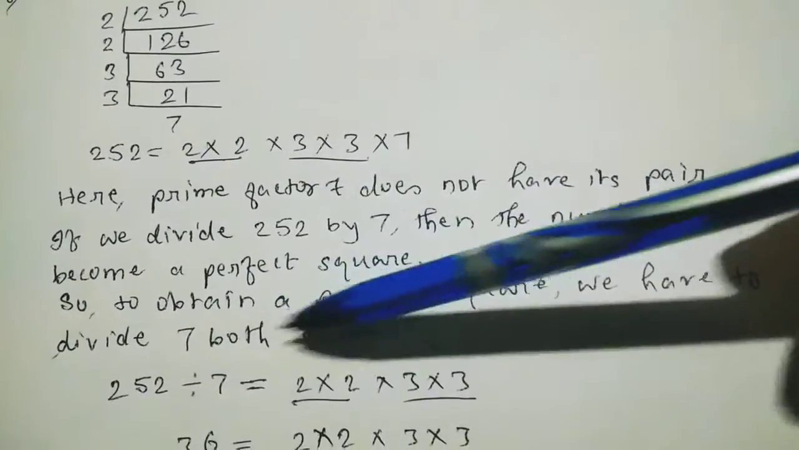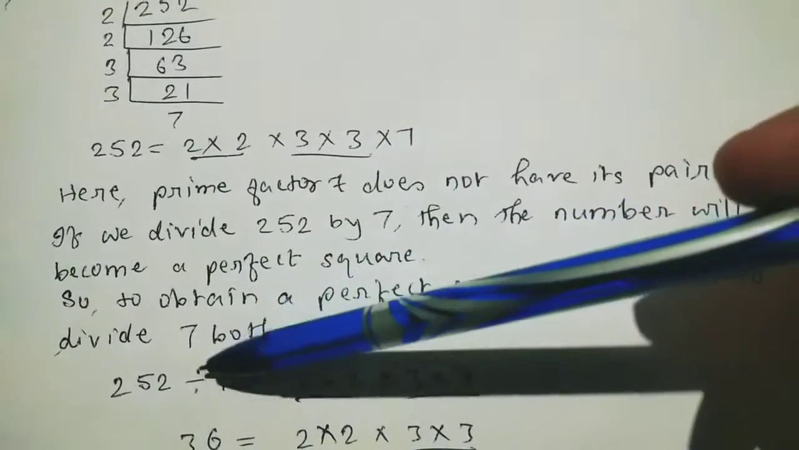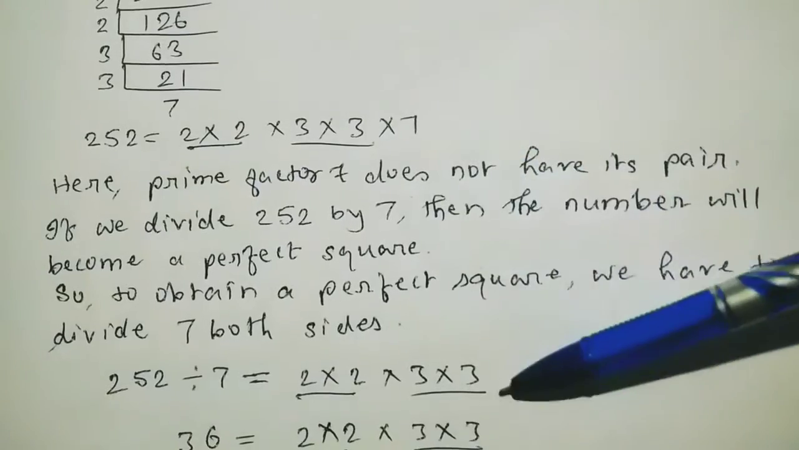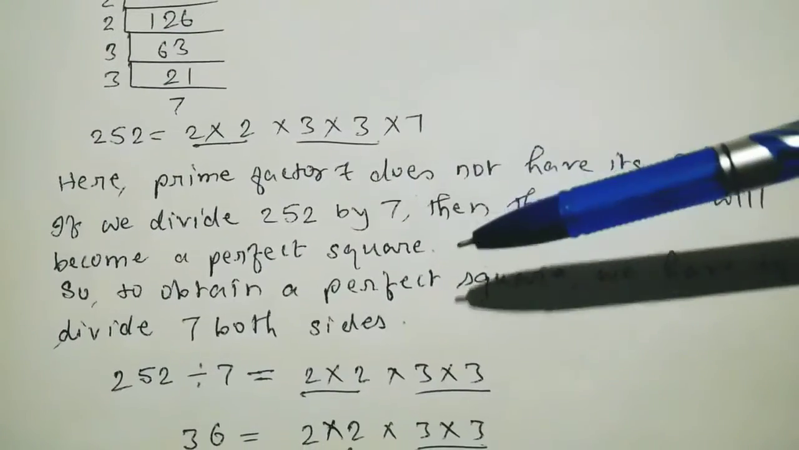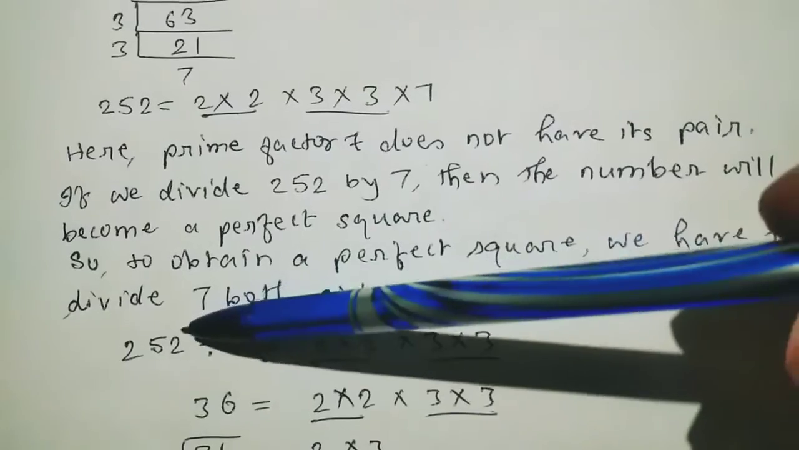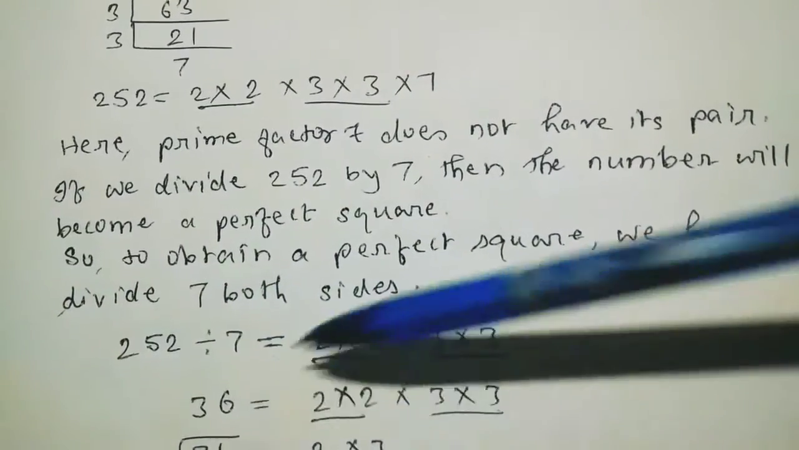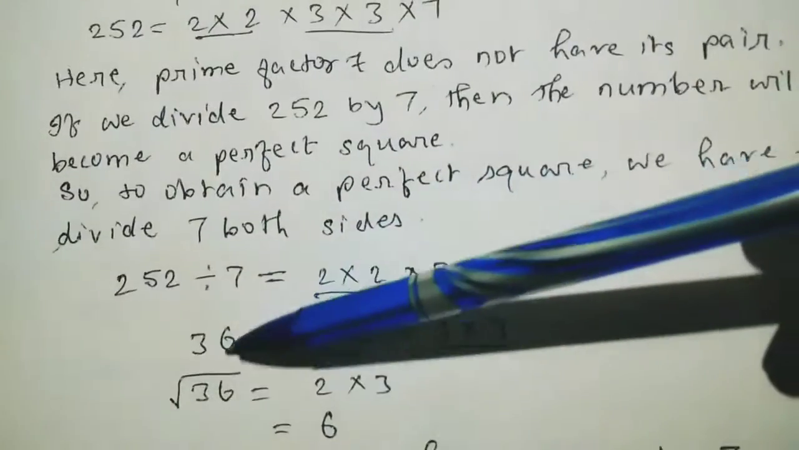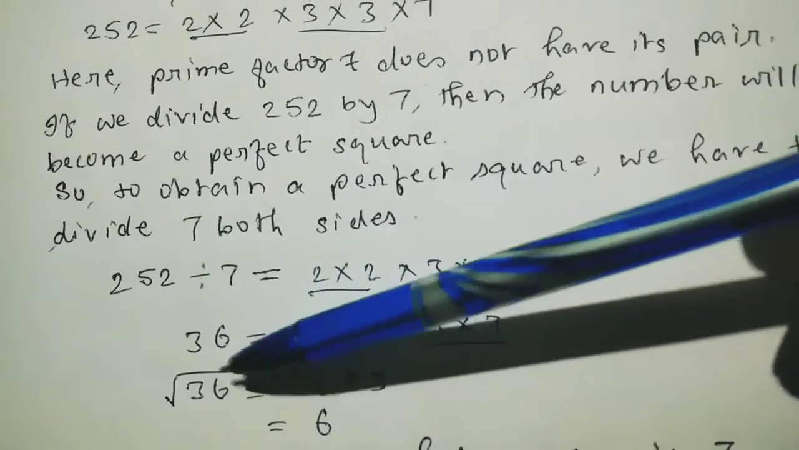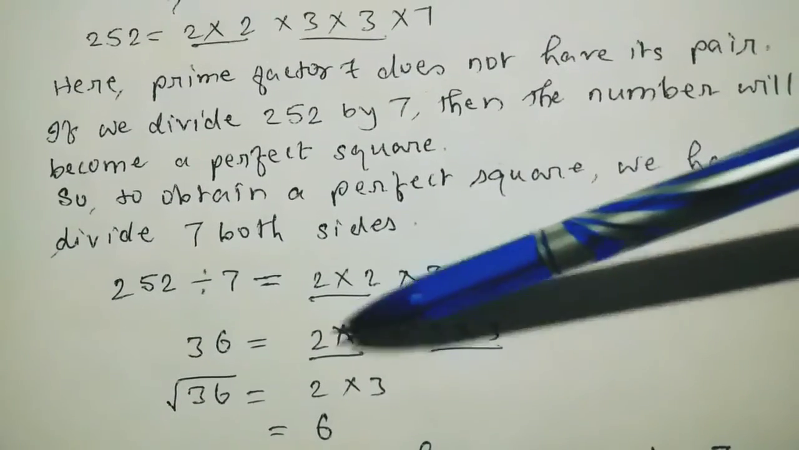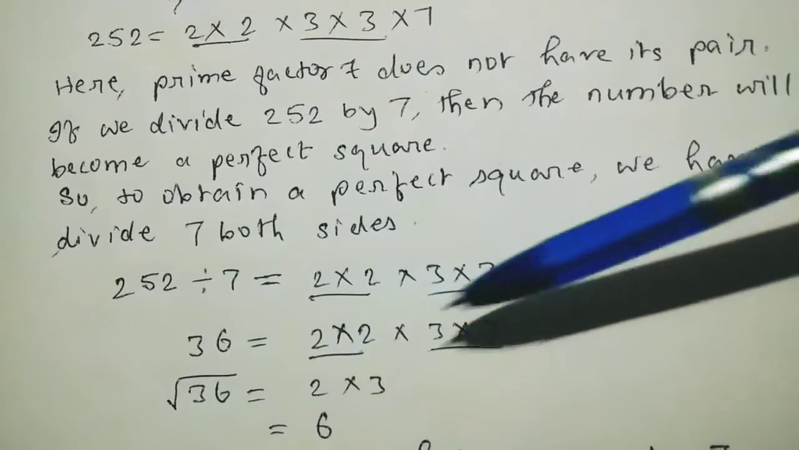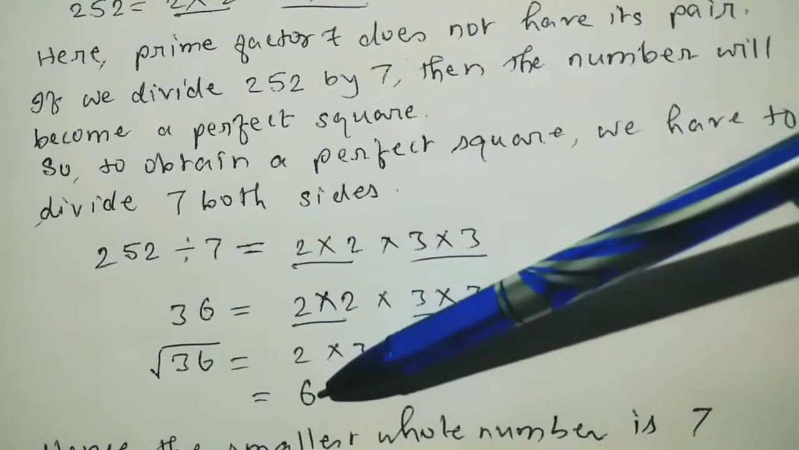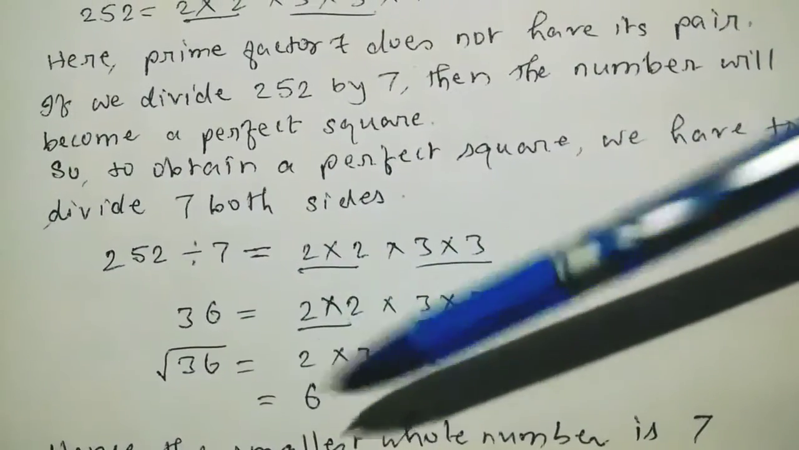Now 7 is dividing both sides, so here divide by 7 and here divided by 7. That means it is gone now. It is removed. 7 by 7 is cut. Now 252 divided by 7 comes out 36, and here again you write the same as it is. Now they are making a pair. Now the square root of 36: we write the common ones. 2 and 2 common is 2, and 3 and 3 common is 3. So the square root of 36 is 2 into 3, 6.